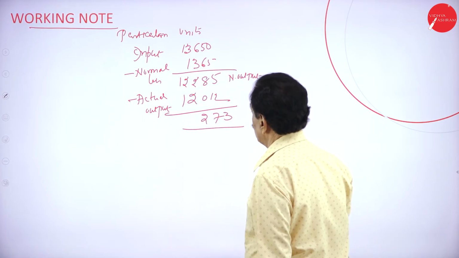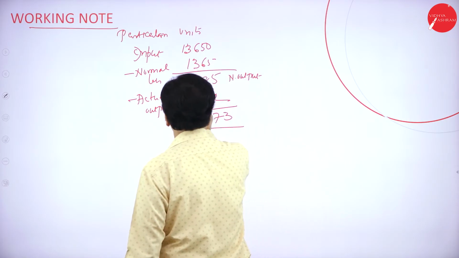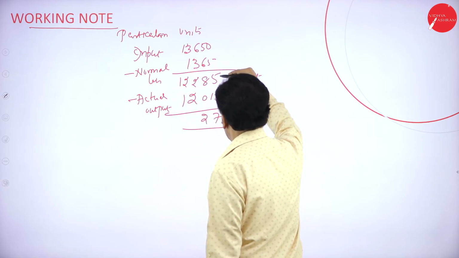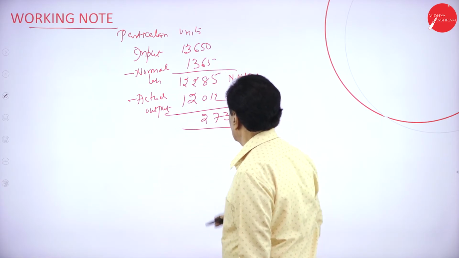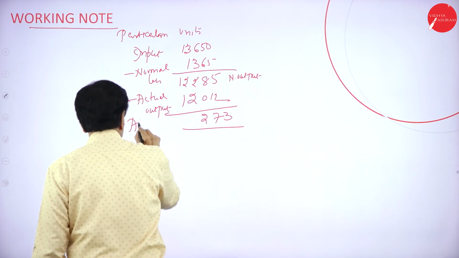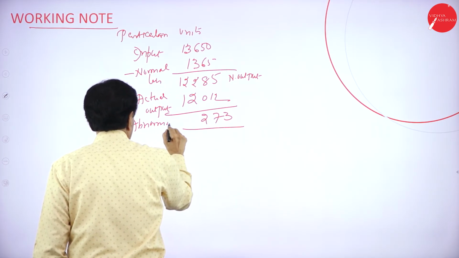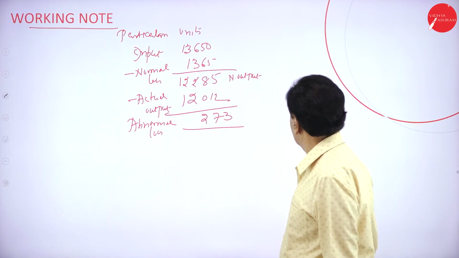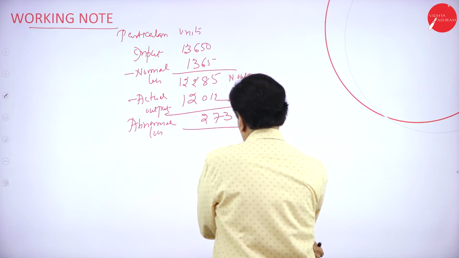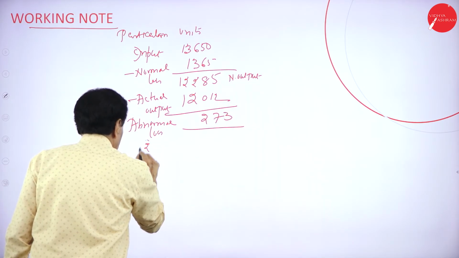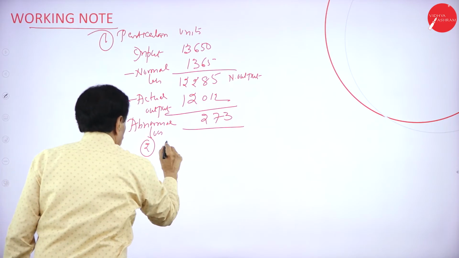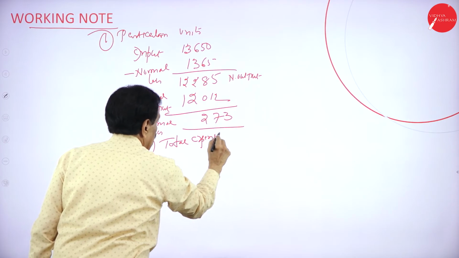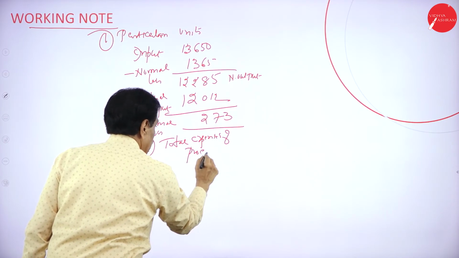So 12,285, this is 12,012. This is 3, this is 7, this is 5 minus 2, 8 minus 2, 2, 2. Abnormal loss. How many units loss? 273 units loss. Now we'll go with the expenses. Okay. Total, this is working out number 2. This is 1. Total expenses of process Z.